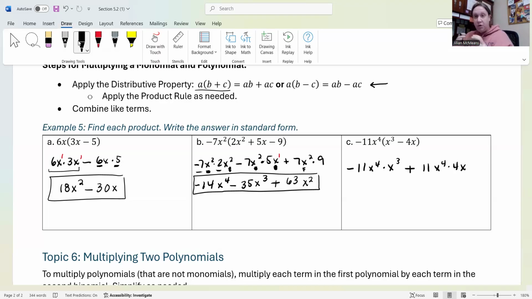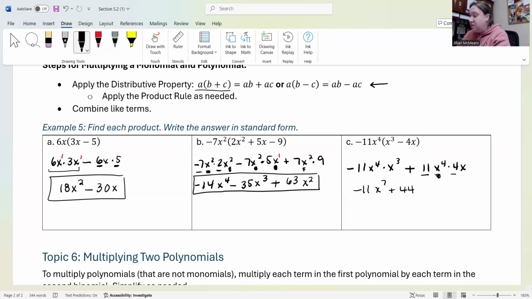And now we're just going to multiply each pair of monomials, okay? So for the first half, we have just negative 11 times 1. That's just negative 11. But I do need to apply the product rule for x to the fourth times x to the third. I'm multiplying two expressions that have the same base. Keep the base, add the exponents. 4 plus 3 is 7. And then last, we have 11 times 4. So that's going to be 44.